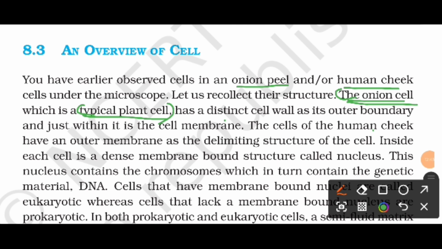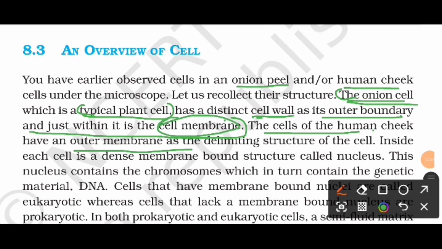Since it is a plant cell, of course we find a cell wall as its outer boundary, and within it is the cell membrane. This was about a plant cell. And when we talk about a human cell, its outer membrane is the cell membrane, which is the delimiting structure. Delimiting means the final structure of the cell. The outermost structure of the cell is the cell membrane here, whereas in a plant cell it is the cell wall.